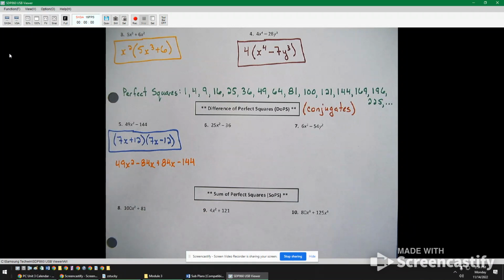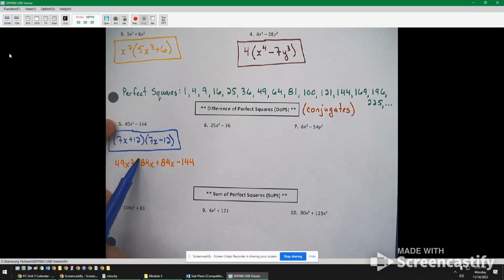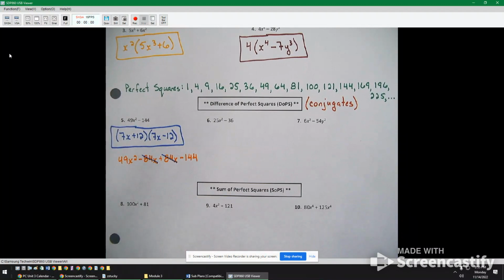If you'll notice, what happens here is this middle part, negative 84x and positive 84x, cancel each other out, and you always are just left with the first part and the last part. That's what conjugates are. That's what DOPS is. So when you get good, you can just look and recognize that you're in DOPS world.